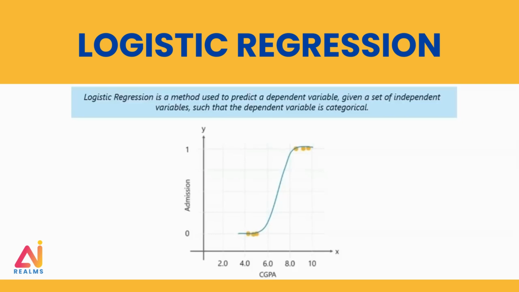To define logistic regression for you, logistic regression is a method used to predict a dependent variable, y, given an independent variable, x, such that the dependent variable is categorical, meaning that your output is a categorical variable. So obviously this is a classification algorithm. When I say categorical variable, I mean that it can hold values like 1 or 0, yes or no, true or false, and so on. So basically, in logistic regression, the outcome is always categorical.